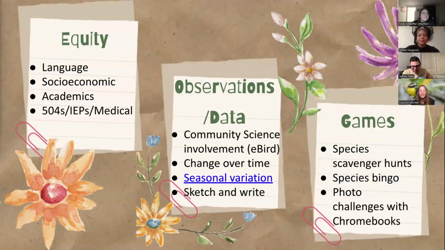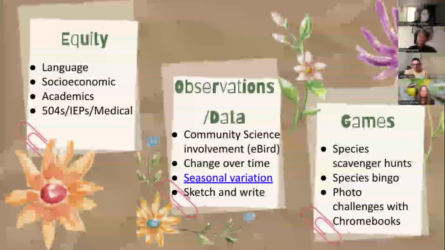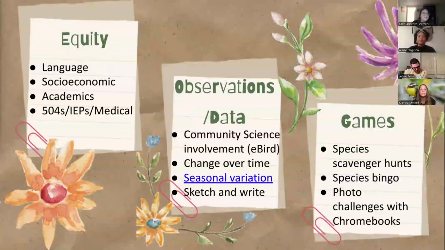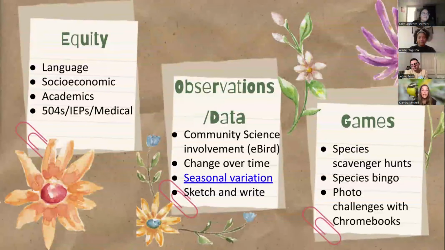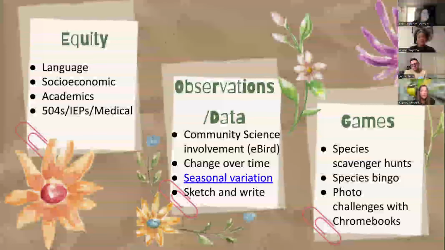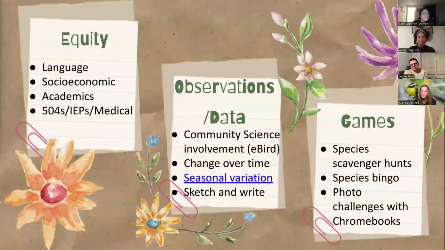One of the interesting things I have noticed is that some of my top birders and observers outside, when I look at their class grades, really struggle, but they feel success when they are outside. Looking at it from the 504s and IEPs, that is another amazing thing I've noticed with birding and just being outside: sometimes things that are labeled as a disability are really helpful when you are doing observations.